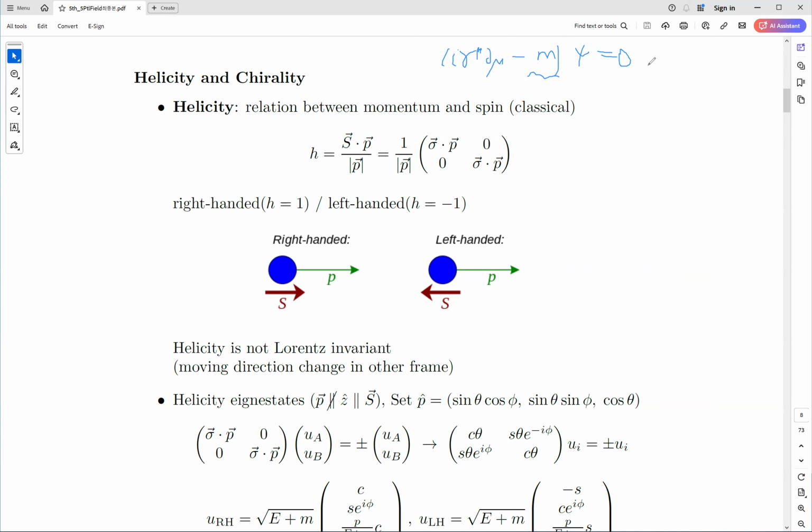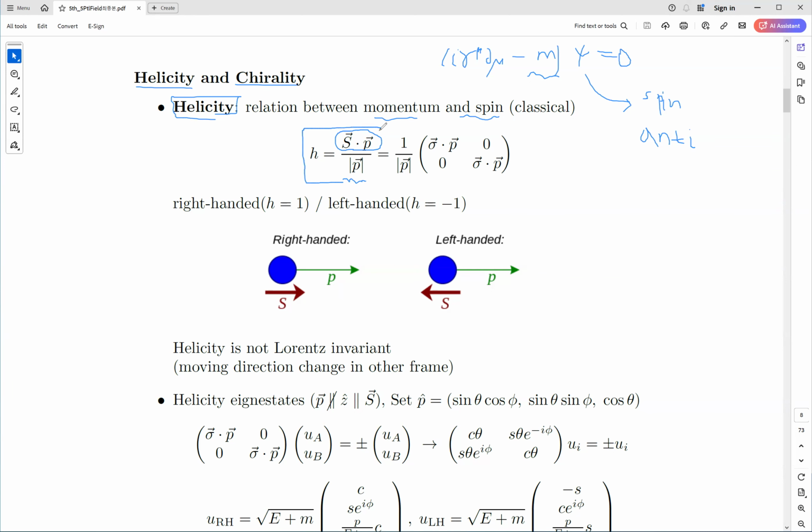And in the previous video, we discussed that there are several degrees of freedom for the spinor field, like the spin and matter and antimatter. And today we'll talk about helicity and chirality. The helicity is the relation between the momentum and the spin. This is the classical picture. So we can consider the alignment between the spin and the momentum with the inner product and the normalization with the magnitude of momentum. This is the definition of the helicity.